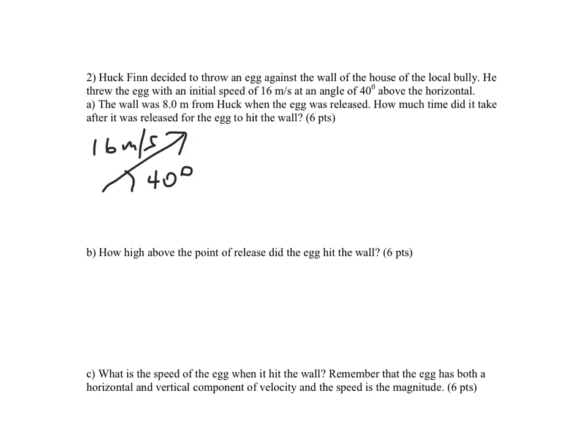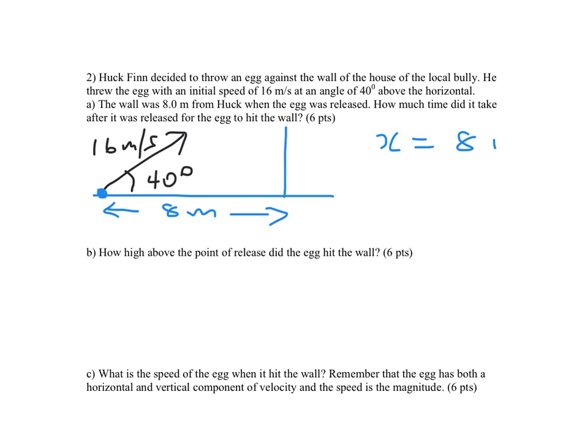All right, now you're told that the wall is 8 meters from Huck Finn when the egg was released. Okay, so this is the point where the egg is released, and you have a wall, presumably the house. This is 8 meters away. Now the question is, how much time did it take after it was released for the egg to hit the wall? Now, looking at this, you know that when it hits the wall, it has traveled a distance of 8 meters in the x direction. So we say x is 8. We don't know what y is, but we know x.